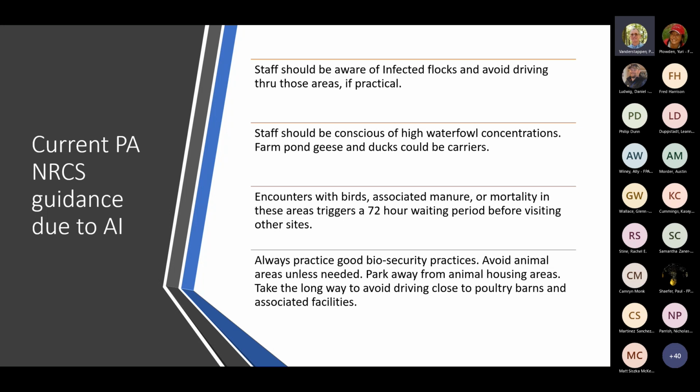And then always practice good biosecurity practices. Avoid animal areas unless needed. Park away from animal housing areas. Take a long way to avoid driving close to poultry barns and associated facilities. It's not a matter of driving right up to the building and parking there. Sitting in the ventilation area of a poultry barn is probably not a good thing to do. If you're going to a poultry operation for whatever reason, you shouldn't be parking right next to the building if you don't have to, or if you're going to do some other activities, don't park near those facilities. Just some general guidance that they want you to follow.